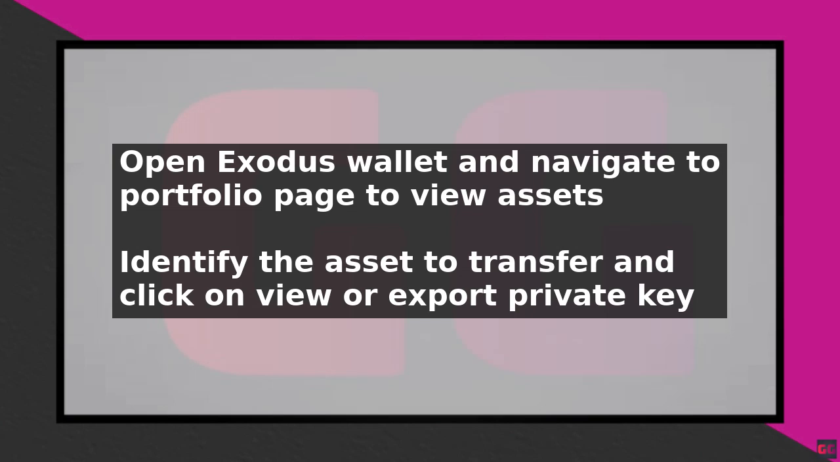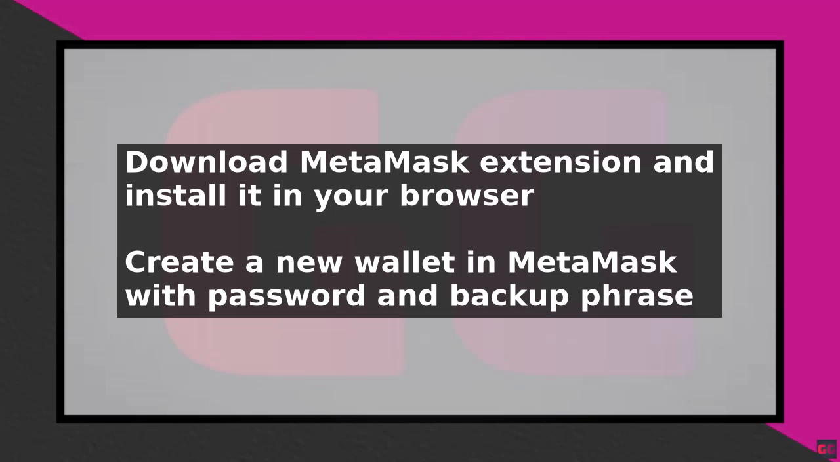Next, go to the MetaMask website and download the MetaMask extension for your browser. Then follow the prompts to install it. Once installed, click on the MetaMask icon in your browser toolbar and select Create a Wallet. Fill in the required information, including a password and backup phrase, and confirm that you have saved your backup phrase in a safe location. Now, click on the account name at the top of the MetaMask pop-up.